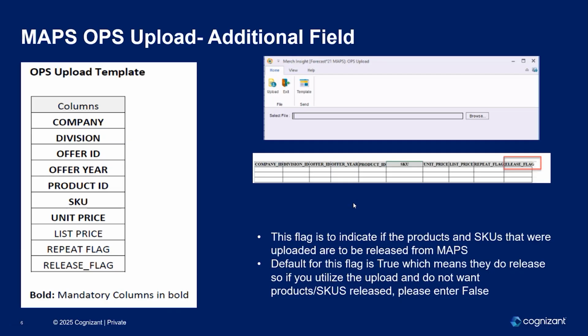Another addition that we have in Maps is we've added a field to the OPS upload. So if you are someone who is utilizing the OPS upload, over to the left shows you in bold the columns in the template that have to be populated. So ones that are not mandatory are list price, repeat flag, and release flag.